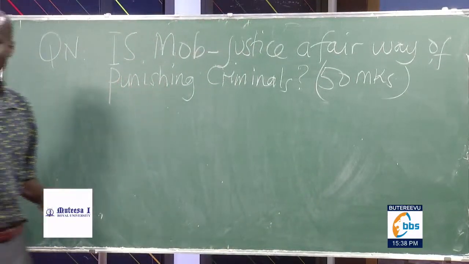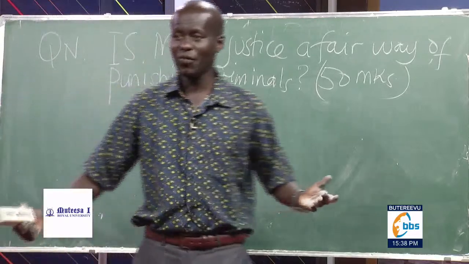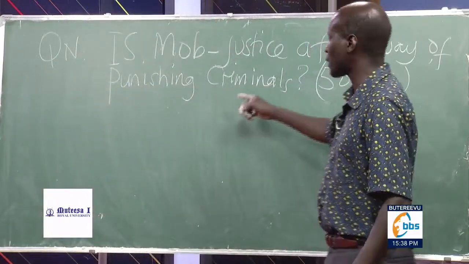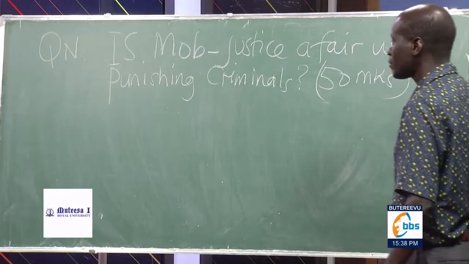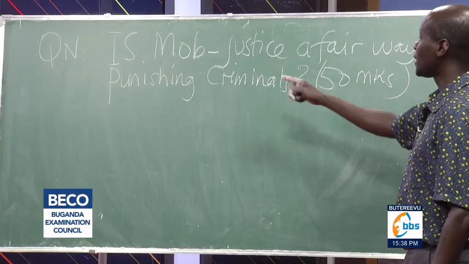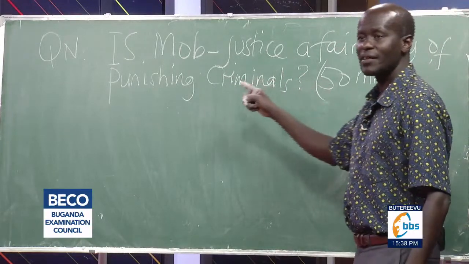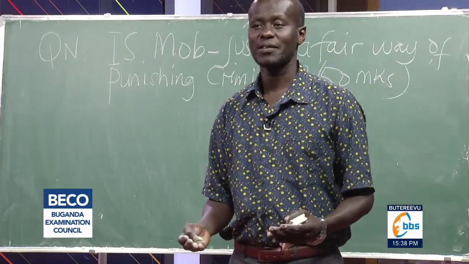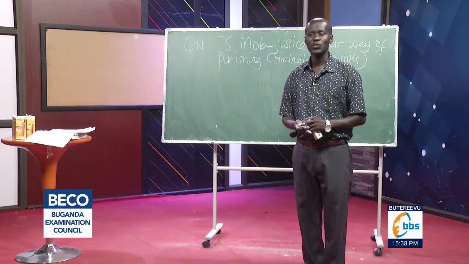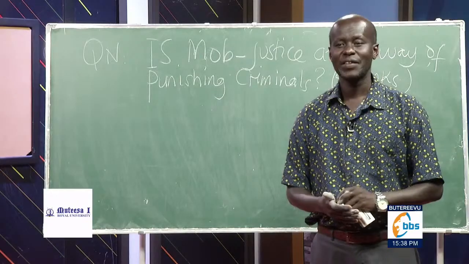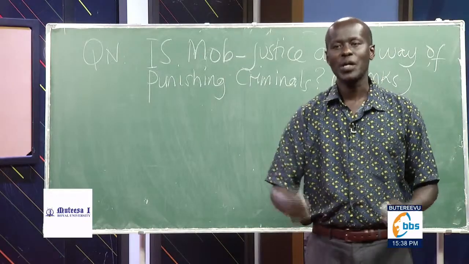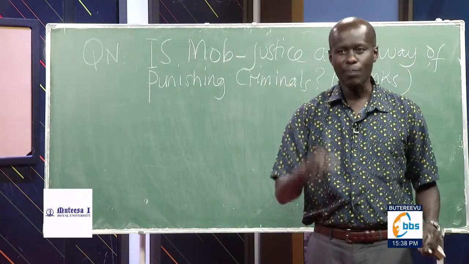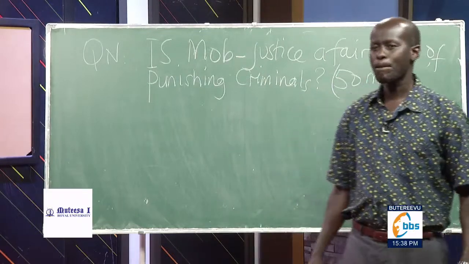Take note of that. Ladies and gentlemen, take note of that. That's our question, a typical Section A question. I'll read it again: is mob justice a fair way of punishing criminals? That is the question we have at hand for our discussion this afternoon, as one of the sample questions for Section A.